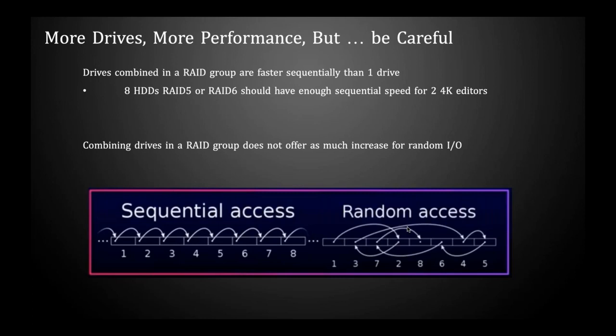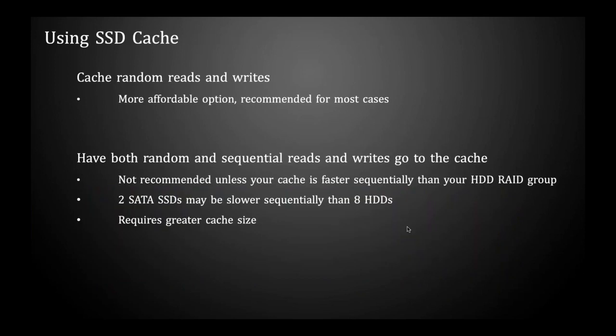So in general, with more drives, you can have more sequential performance. For example, 8 HDDs, RAID 5 or RAID 6 should have enough sequential speed for about 2 simultaneous 4K video editors. But when you add more drives, you typically don't get much more random performance. So if you need higher random I/O, it's good to have some SSD cache.